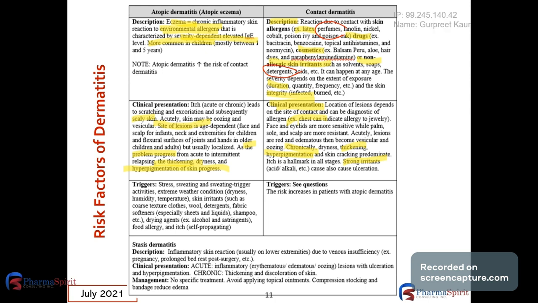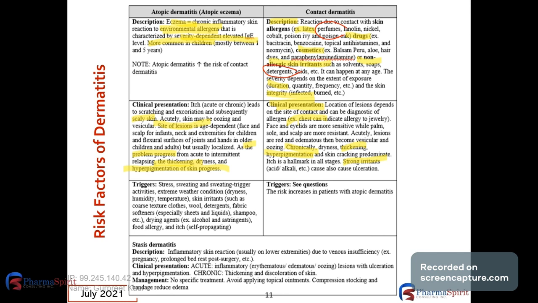So as you can see, we have some differences in the presentation between atopic dermatitis, where the site depends on the age, and between contact dermatitis, where the site of the dermatitis is affected by or determined by the agent to which the patient has a reaction.